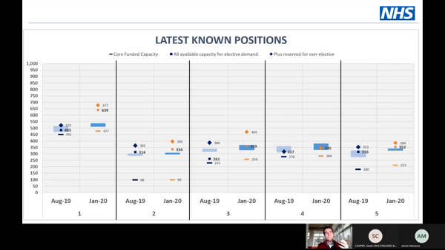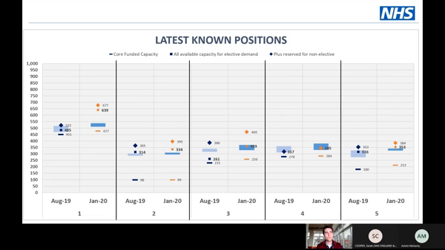So this is generally how you would present demand and capacity results and outputs, and this is what you'll see on a completed core model. And you can see it's broken down by site, and you can see August of 2019 and January 2020 there, and you can see the difference or what's changed between each site's position in between those times.